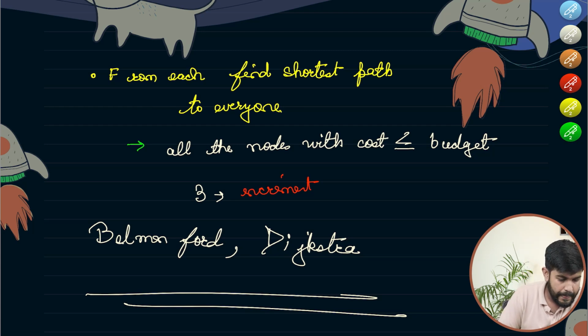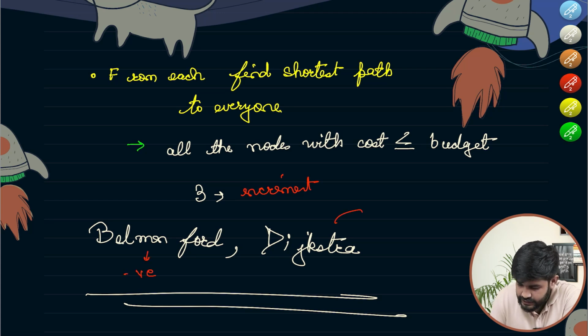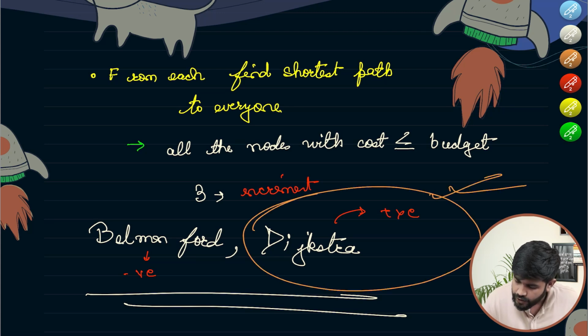Now, if you go to the constraints and see, the values are always positive. And we know that Bellman-Ford works for negative edges too, and Dijkstra works only for positive edges. So if we have all the weight values as positive, then Dijkstra would be the perfect solution for us. We want shortest path in a directed graph and all the weights are positive.